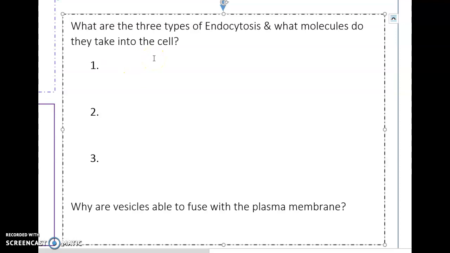Okay, I already briefly talked about this, but there are 3 types of endocytosis. 2 of them I expect you to be pretty familiar with for the exam. And what molecules do they take into the cells? And then finally, why are vesicles able to fuse with the plasma membrane?